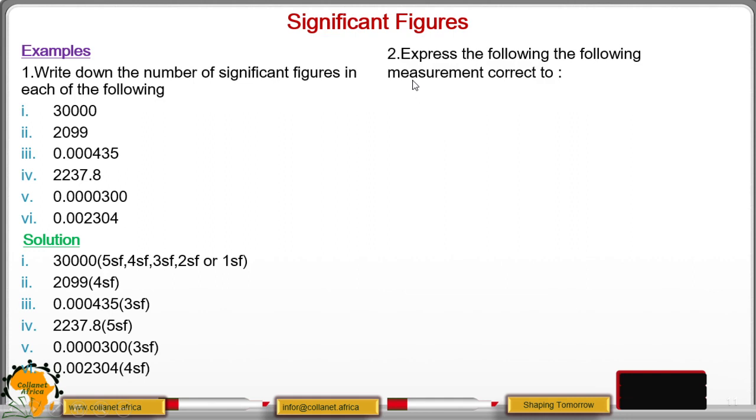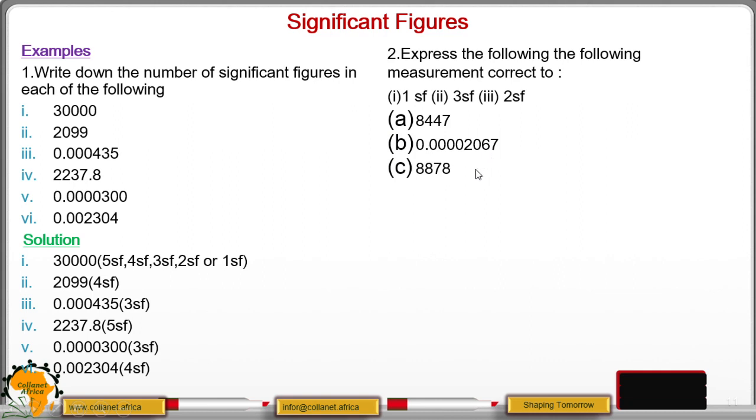Then we move to the second example. Express the following measurements correct to 1 significant figure, 3 significant figures, and 2 significant figures. You start with the first one, 8,447. Then we have 0.00002067, and 8,878, and 22.005. We proceed as follows.